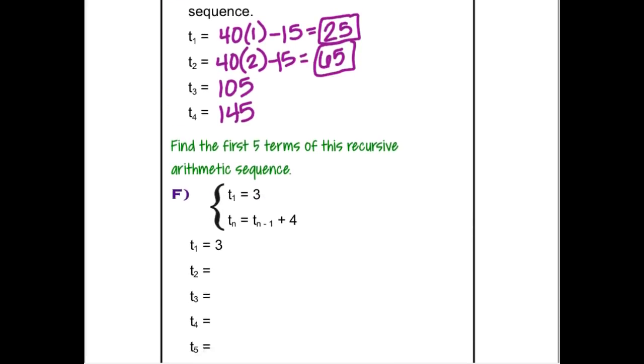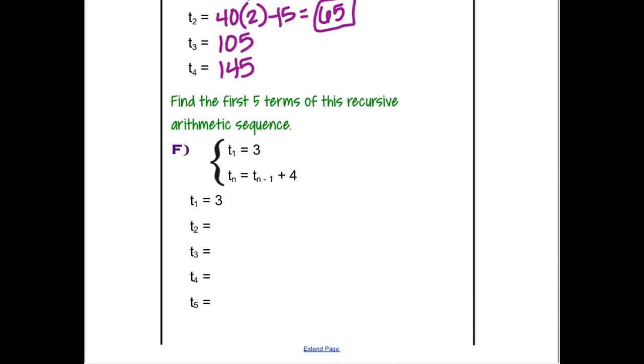The last piece is I'm giving you the recursive formula, and I want you to find the first 5 terms. I filled in term 1 for you because it says right here, term 1 is 3, so we put that in. So then it says I need to find term 2. That means I'm going to take term of 2 minus 1 plus 4. Well, term 2 minus 1, that's term 1 plus 4. Well, term 1 we know from here is 3, so it's 3 plus 4, which is 7.